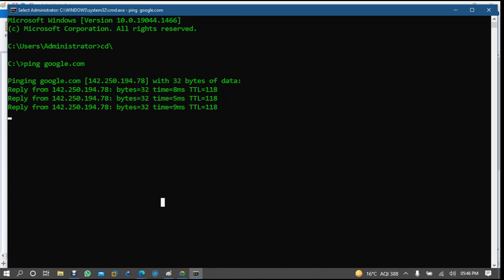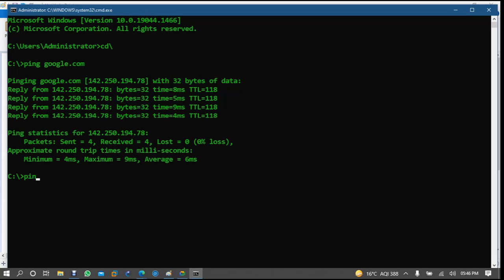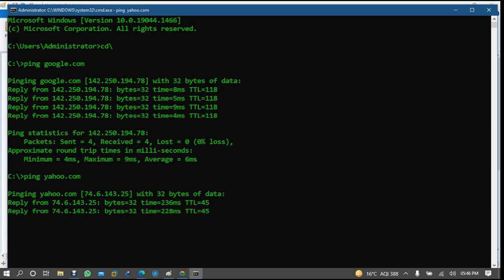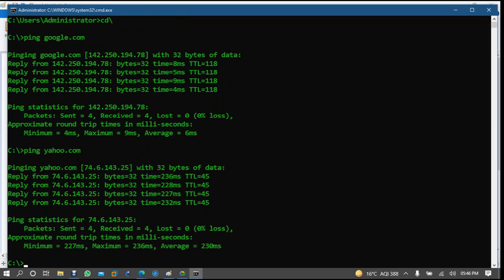Now if I come here and ping yahoo.com, the TTL value is 45. So the TTL value will be different for each and every destination. It means that if it's 45, it will go from one server to the next, 45 hops, hop by hop.